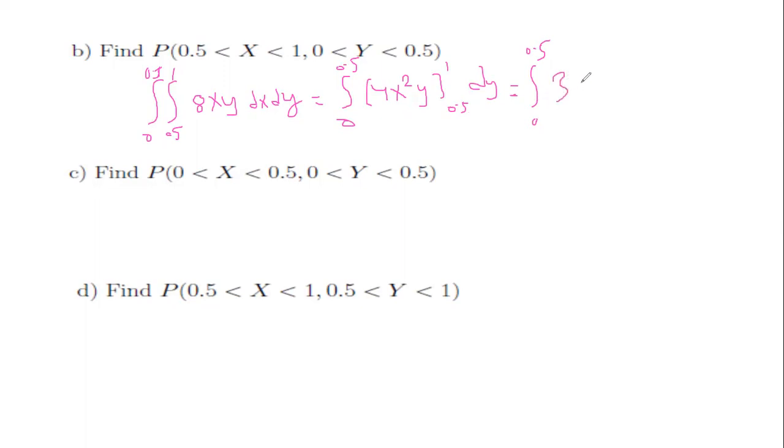Is it clear? 3y dy, and this will be equal to 3y squared over 2, from 0 to 0.5. So that becomes 0.5 squared is 0.25, 0.25 into 1.5. How much? 0.375. That becomes a probability.